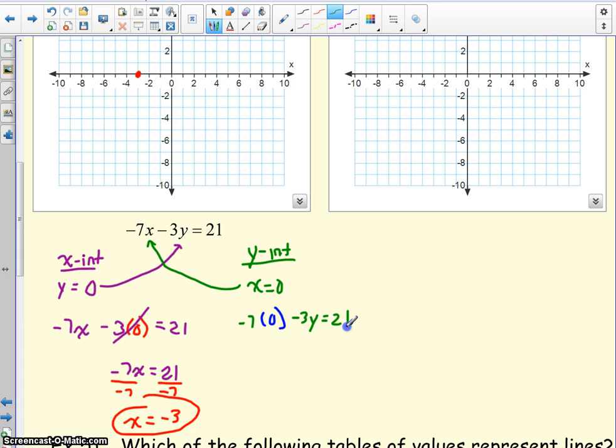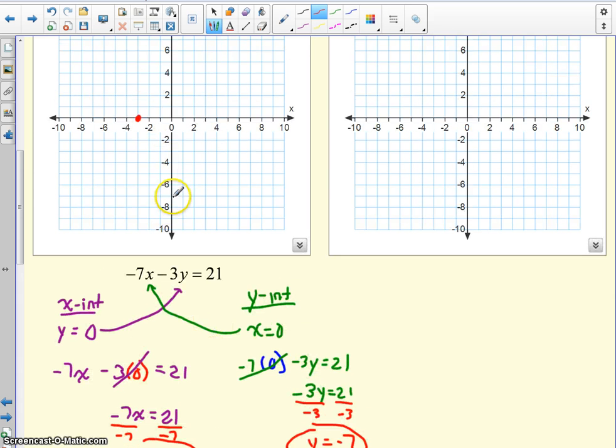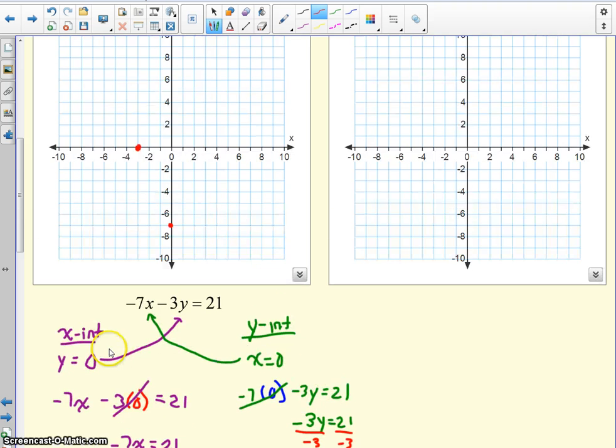But to test your quiz, if you don't need to write this step, if you feel like you can do it without it, you can skip it. But negative 7 times 0 is 0, so you're just left with negative 3y equals 21. So if you divide both sides by negative 3, you wind up with y equals negative 7. So that tells you your y-intercept is there. Okay, so you put that point on the graph.